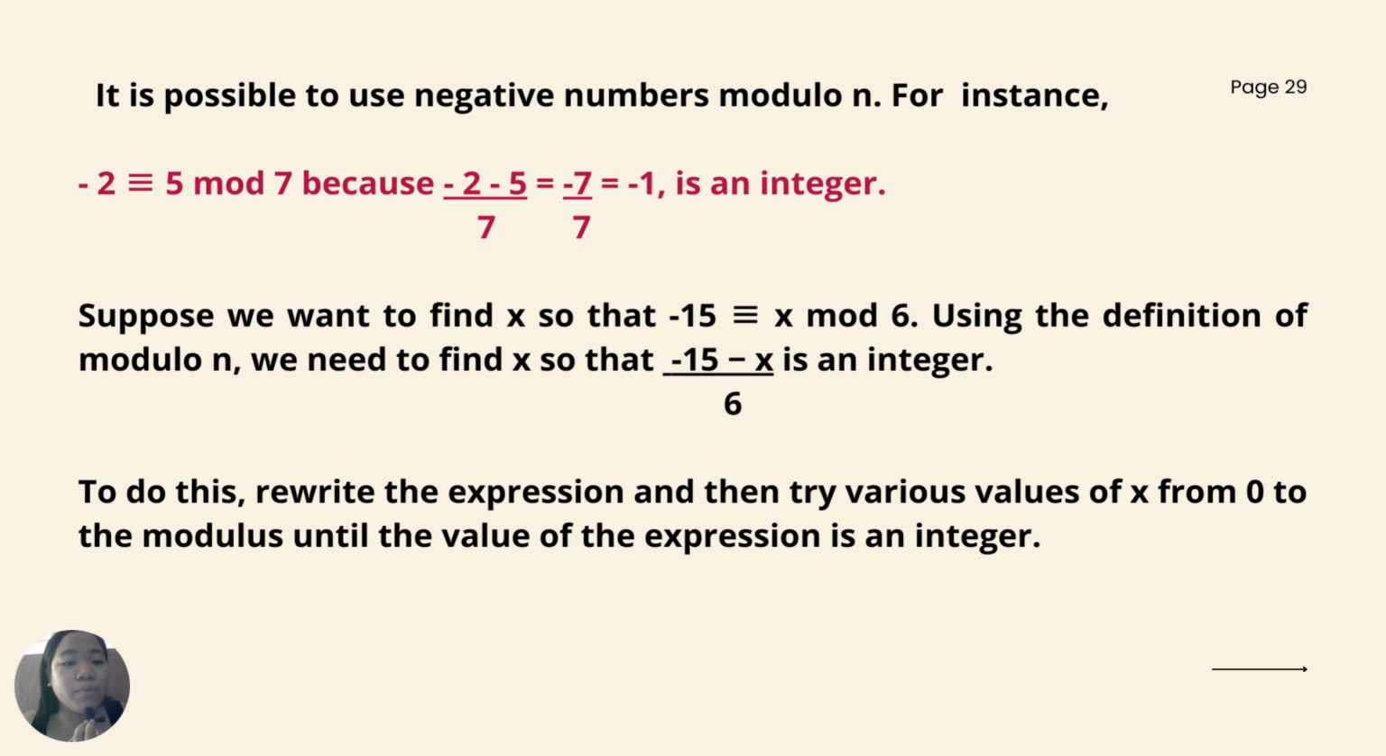So suppose we want to find x, so that negative 15 is congruent to x. We will find x.